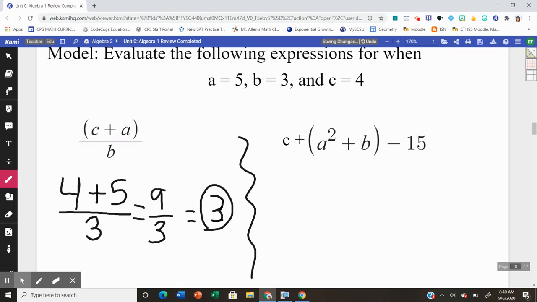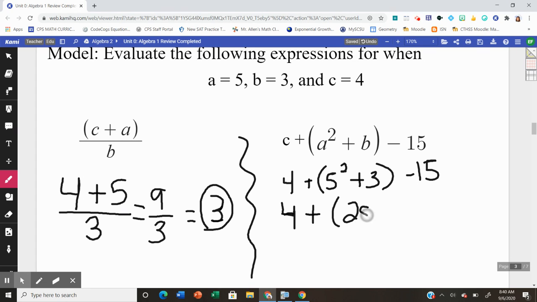For those of us that are ready, I'm going to again just substitute in as a first step. So C is 4, A is 5, B is 3, and then carry down anything else. So order of operations tells us to do what's inside the parentheses first, and inside the parentheses we have exponents and we have addition. So we're going to do the exponent first. So 5 squared is 25. 25 plus 3 is going to give us 28.